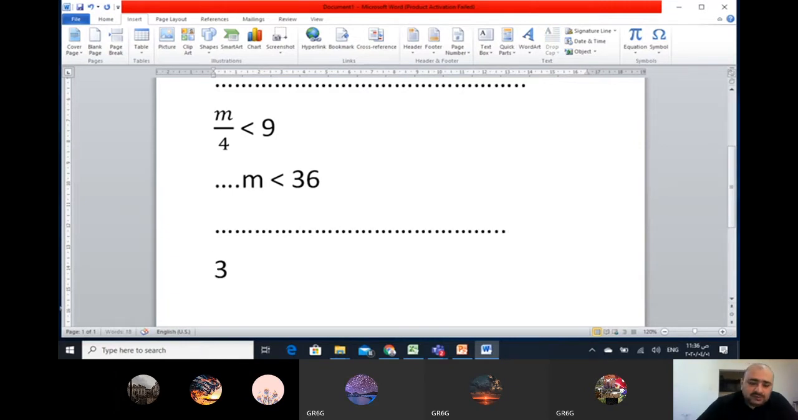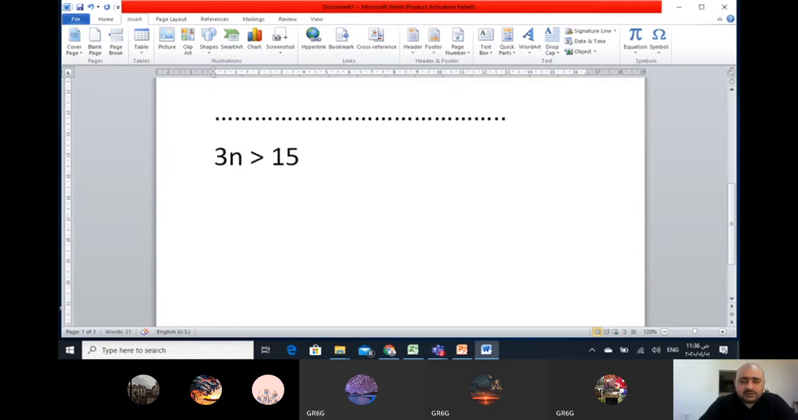Suppose we have now 3n greater than 15. Now write in your notebook and find the solution for this. How? But what is 15 divided by 3?